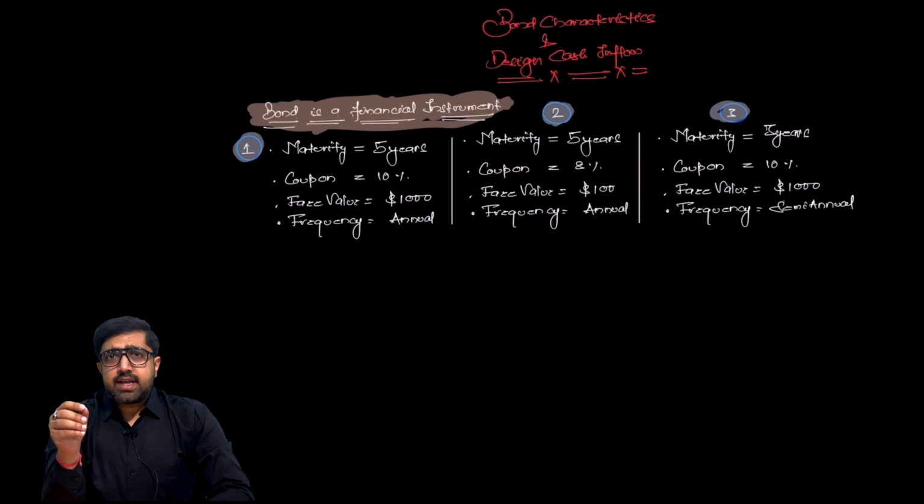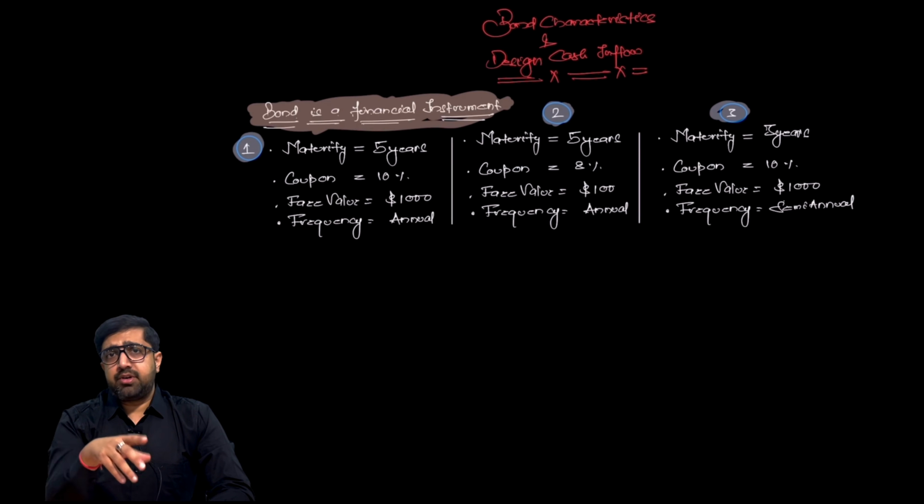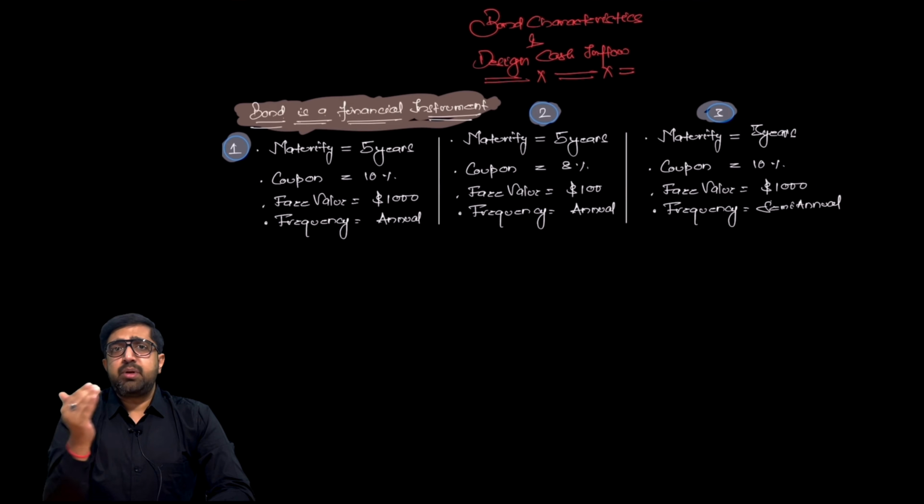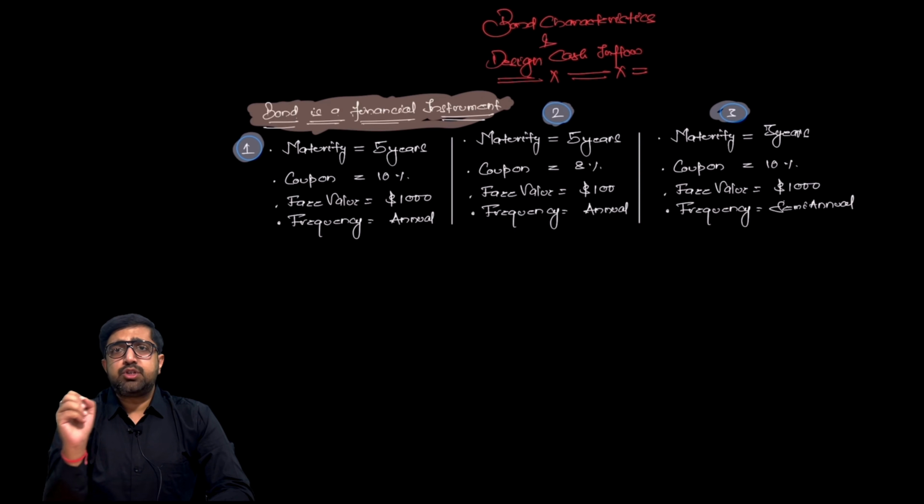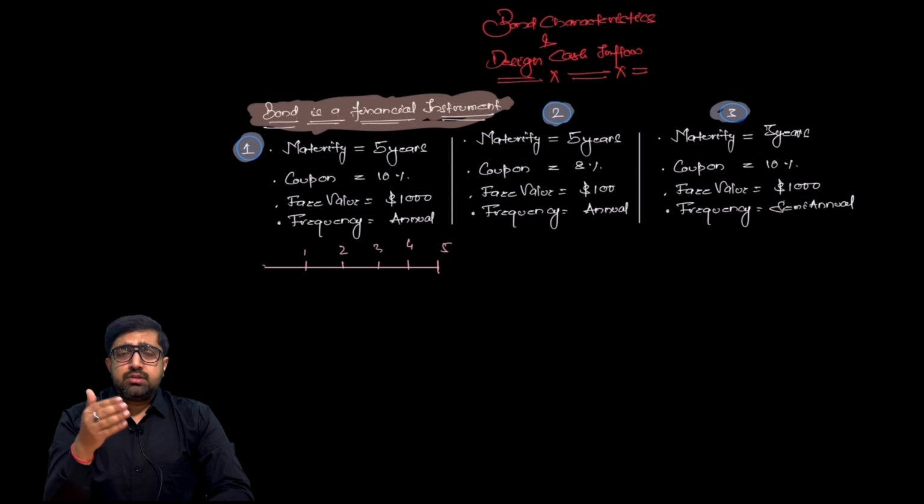In the first example, maturity is given as 5 years, coupon is 10%, face value is $1,000 and frequency is annual. So for the first example, first of all, what is straightforward is to make the timeline. You can see that the maturity is given as 5 years. So make the timeline for 5 years. So it would be 1, 2, 3, 4, 5, as simple as that.